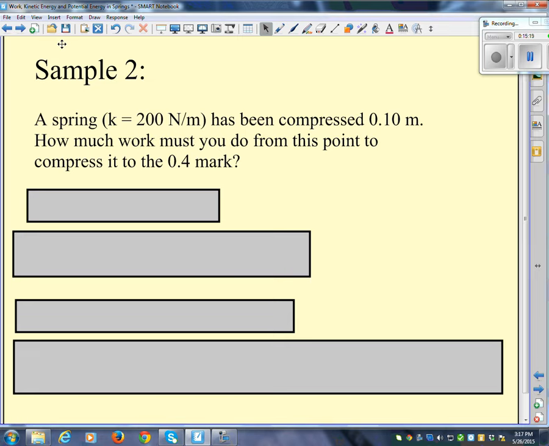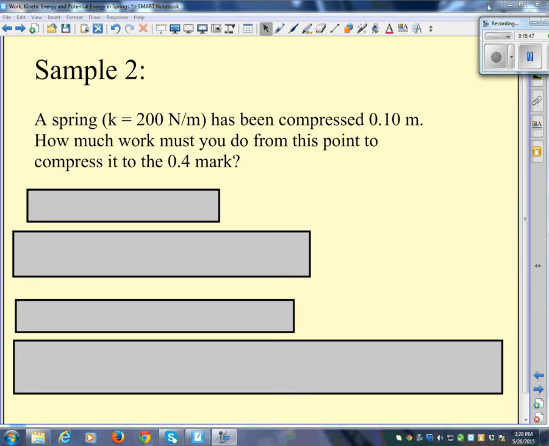Do you want to try this one on your own? You've got lots of space if you make a mistake, right? Okay, give it a whirl. Well, work is equal to the potential energy of the spring. Actually, work is the change in potential energy. We should go back a little bit here.